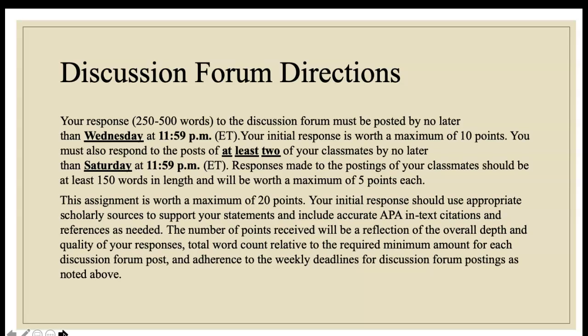Please be sure that you are using accurate APA citations and references. If you are unsure, please check the APA Style Guide, which can be found on Moodle. The number of points received will be reflected in the overall depth and quality of your responses, total word count relative to the required minimum amount, and adherence to the weekly deadlines for discussion forum postings as noted above.